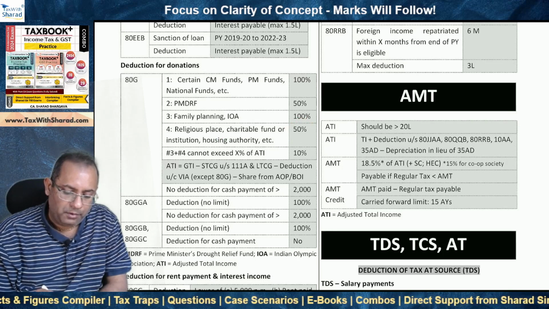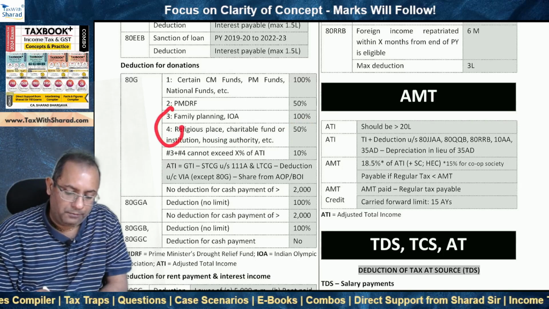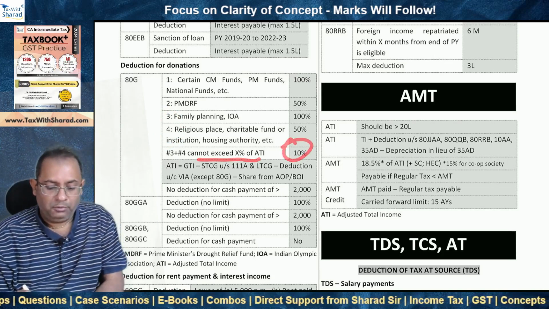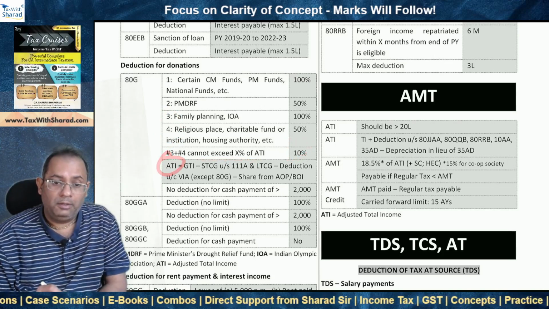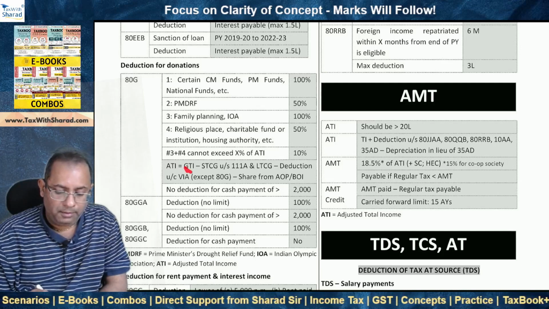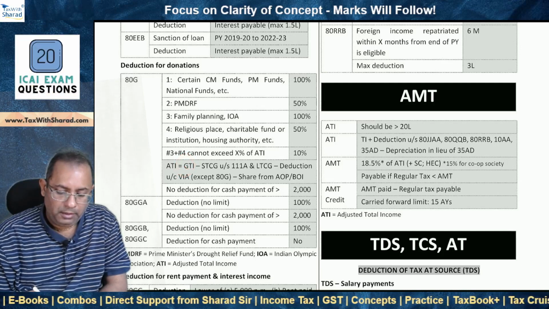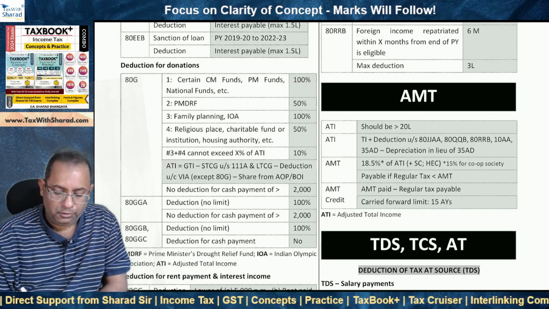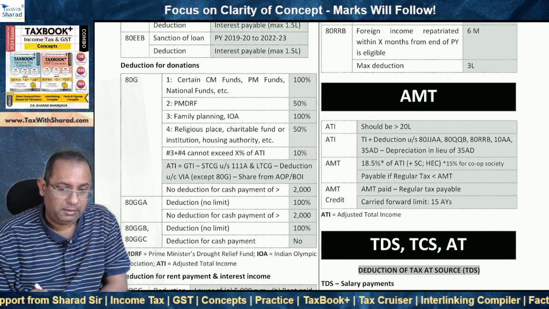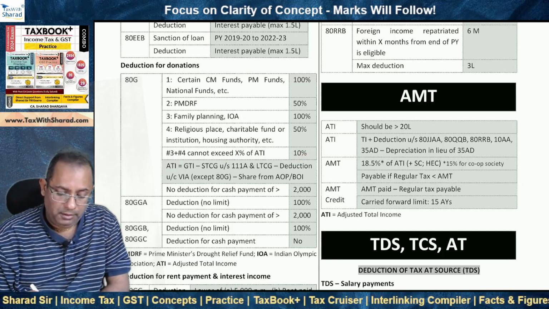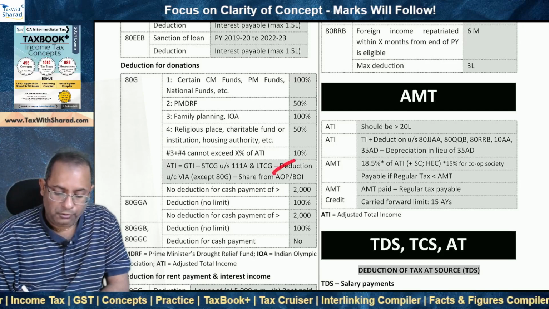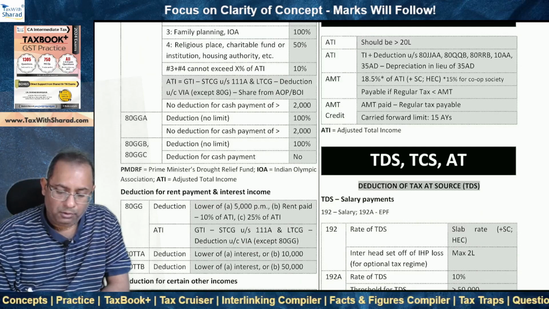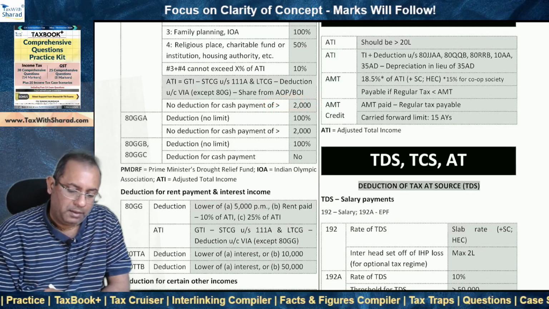There is a limit for the deduction under numbers 3 and 4, and this cannot exceed 10% of adjusted total income. And for this adjusted total income, how do we compute? Gross total income. And from this, we reduce STCG under section 111A and LTCG. We also reduce deduction under chapter VIA except under section 80G, and we also reduce share from AOP or BOI. If cash payment is more than 2,000, then there is no deduction.